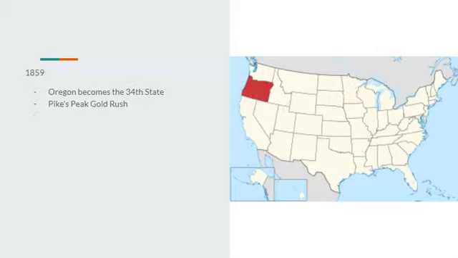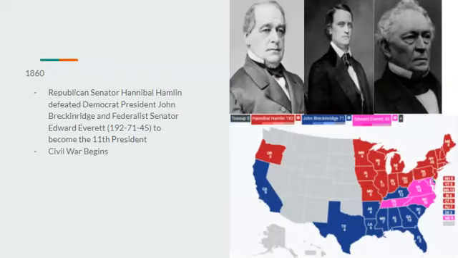Going on to 1859, Oregon would become the 34th state to be admitted into the United States, and Pikes Peak Gold Rush would begin in Pike Peak, Colorado. Sorry about that. Going on to 1860, we would have the 1860 election, which would be a three-way race between the Federalists, which is their last hurrah, and they're serving as pretty much the Constitutional Union Party, that they're just stuck with Federalists now.